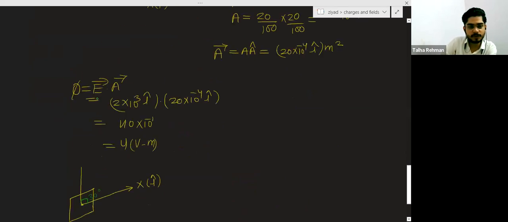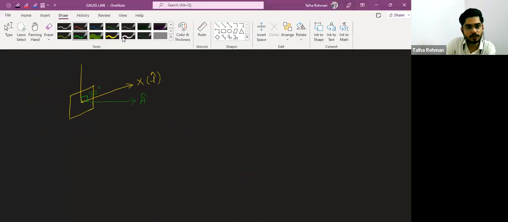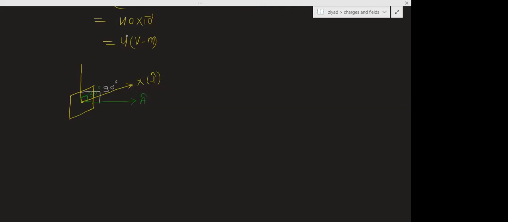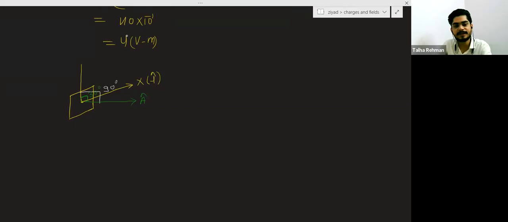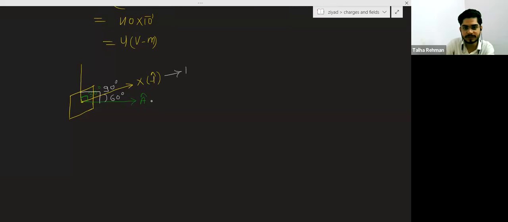Now there is a requirement of this a cap, and this a cap will be perpendicular to this area, which means this whole angle will be 90 degree. You have to just calculate the angle between the electric field and this unit area vector. So this angle will be 60 degree, that is 90 minus 30, and the electric field is also along this direction.